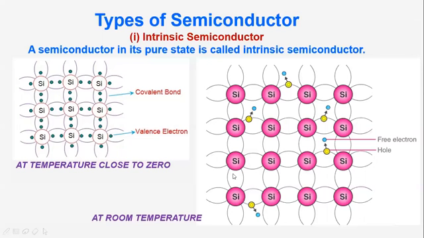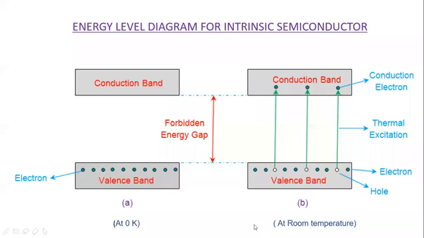But at room temperature, thermal energy is gained by the electron, and it breaks one of the covalent bonds, and it leaves the bond, and a hole is created, and we get a free electron. Let us study about the energy level diagram for intrinsic semiconductor.